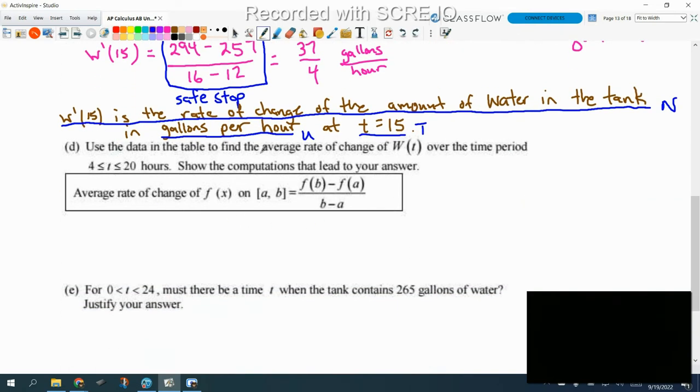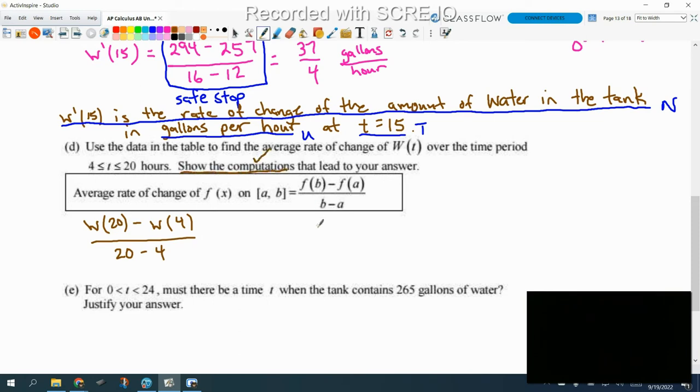All right, use data in the table to find the average rate of change of W of t over the time period from 4 to 20. Show the computations that lead to your answer. So they've reminded us what average rate of change looks like. So for us, instead of f, we have W of 20 minus W of 4 over 20 minus 4. This right here will get you the computations point.